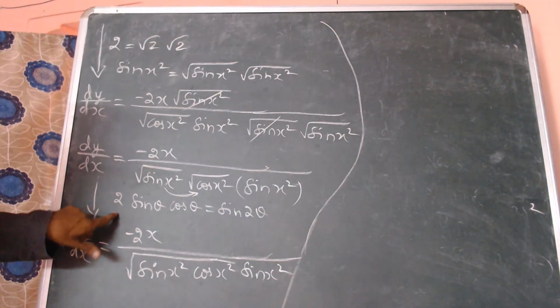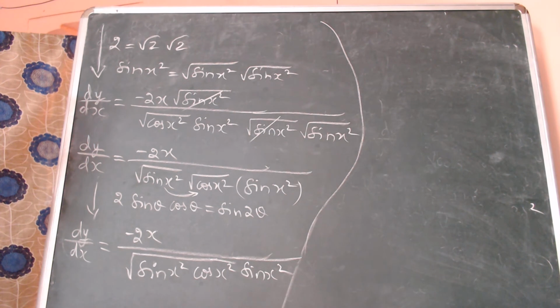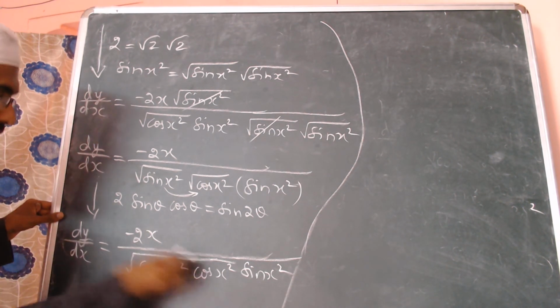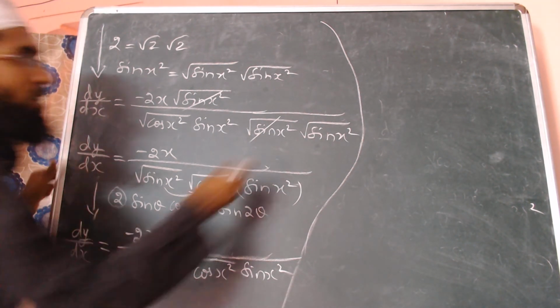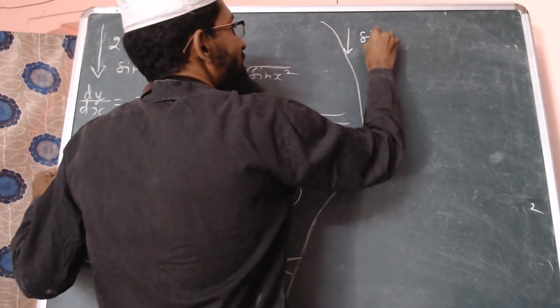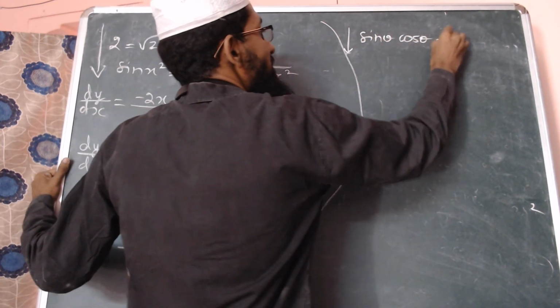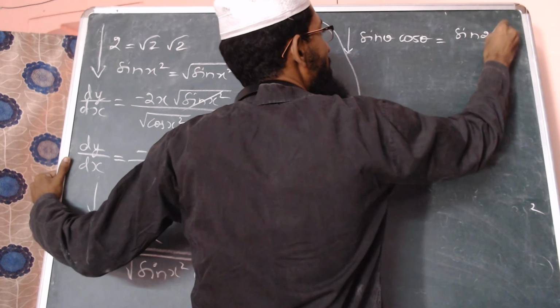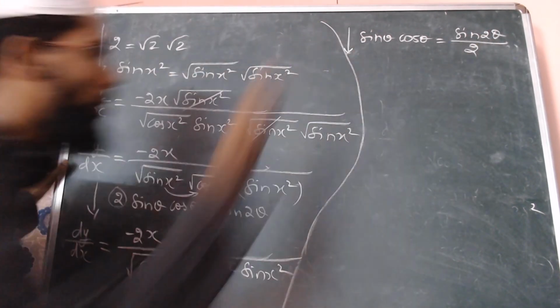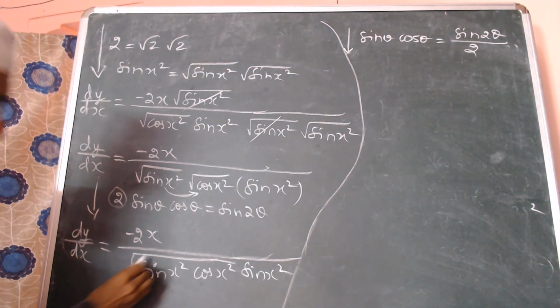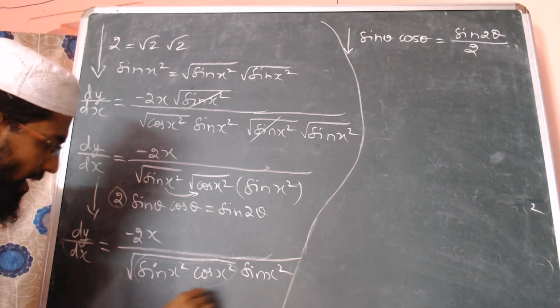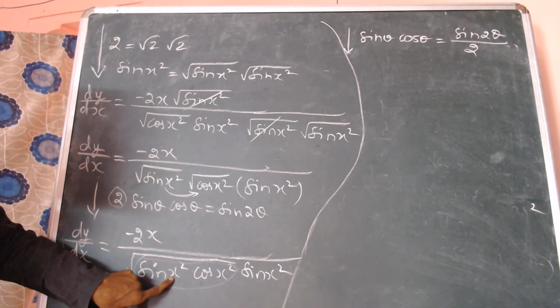Now I know that 2 sine theta cos theta is what? Sine 2 theta. But if I have sine theta cos theta, I must bring this 2 here, right? So sine theta cos theta will be sine 2 theta by 2. So if I use that formula over here inside this, in the place of sine x square cos x square, in the place of theta I have x square there.